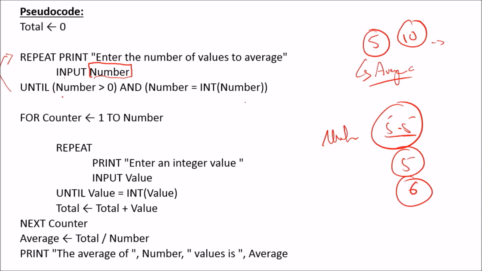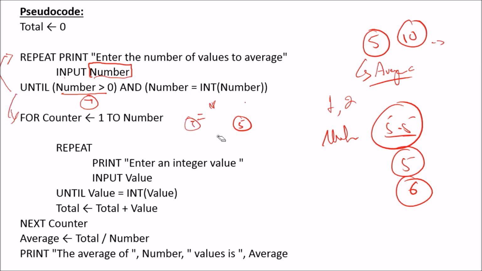So this is checking: is your number greater than 0? If you want to find the average of one number or two numbers, so this is true. And your number, is it a whole number? So if the number is 5, is int of it 5? So this is also 5. So 5 is equal to 5. So this is also true. So both conditions are true, then it's going to terminate.